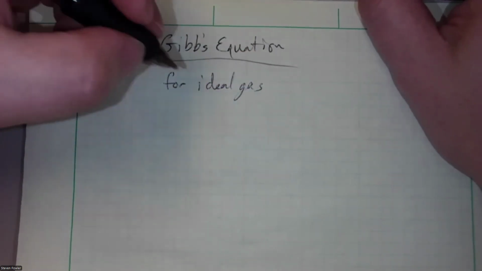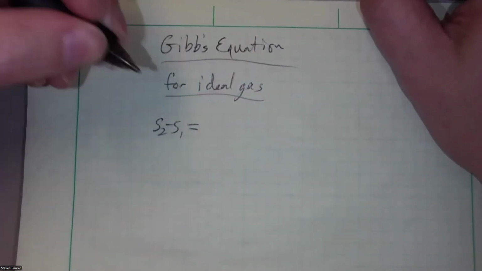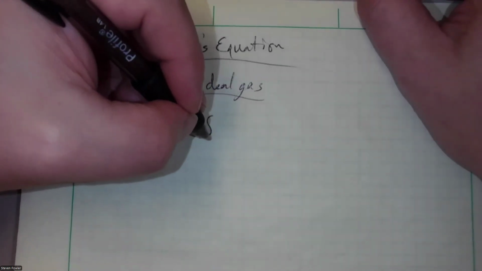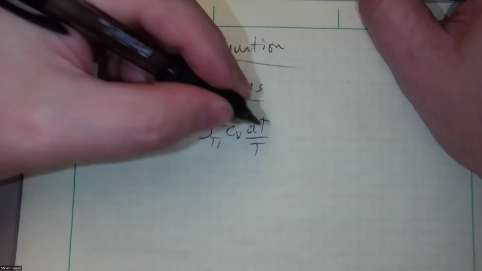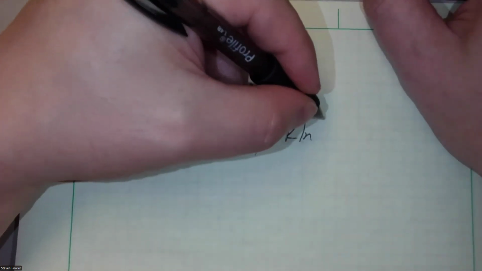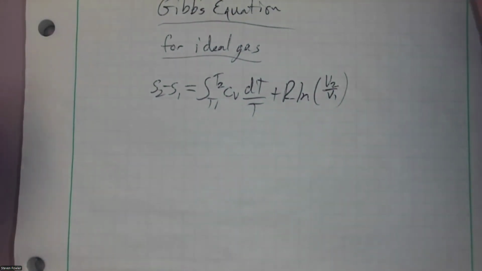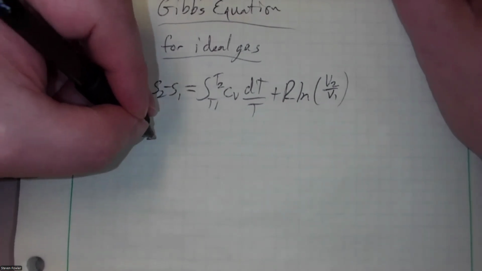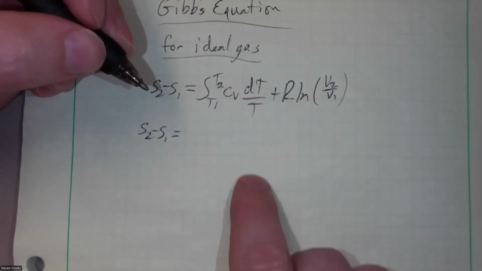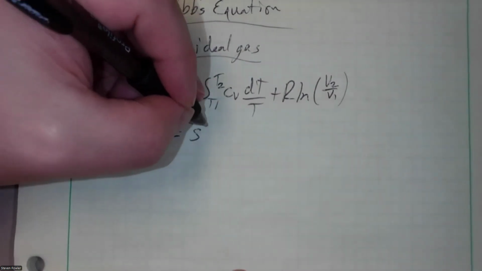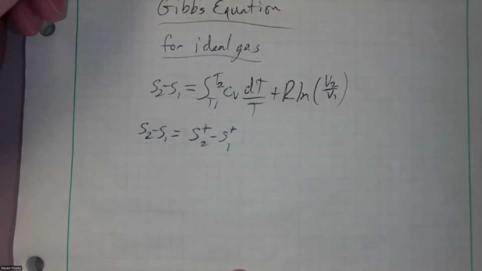So if I apply Gibbs equation to an ideal gas, delta S is equal to the integral from T1 to T2 of C sub V dT over T, plus R ln of the ratio of specific volumes. In the 10th edition of the text, you don't have to perform this integral. You have some options. They give you these S plus values in the back of the book for ideal gases.